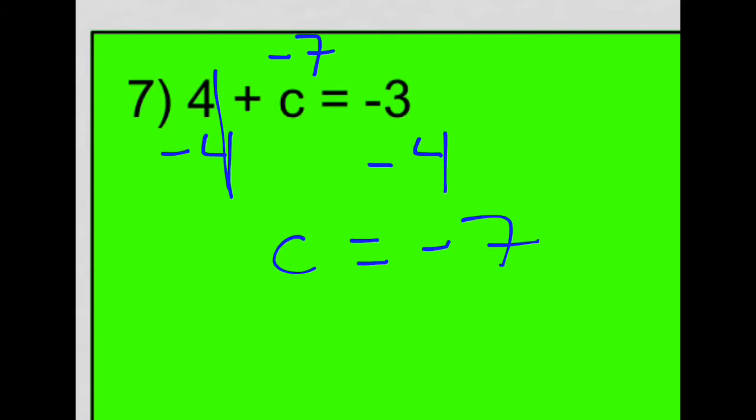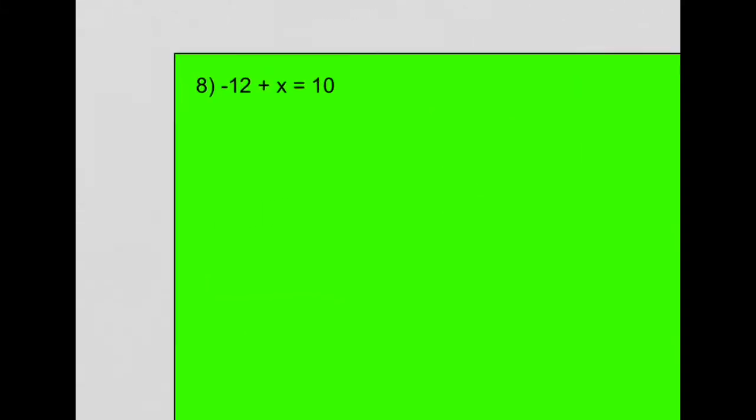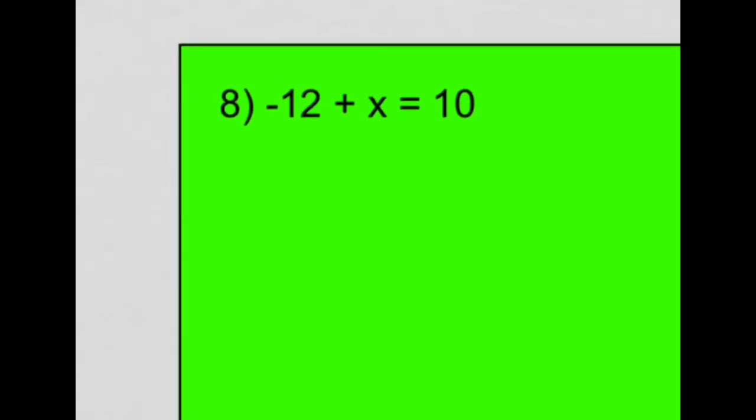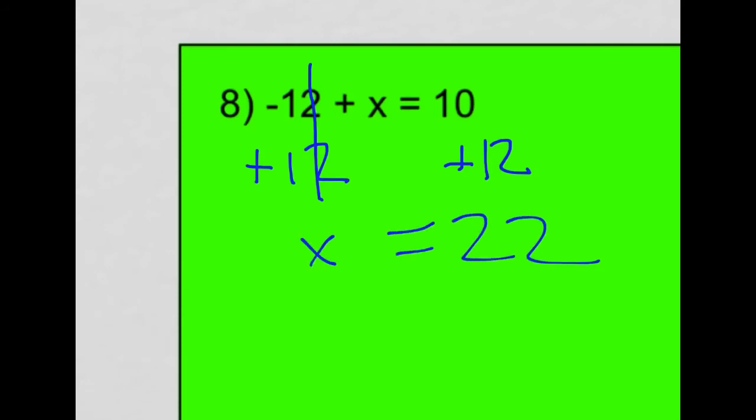Same thing every time, but the questions start to look a little different. This one right here, I've got a negative 12 plus x equals 10. Well, here's the variable, positive x. Beside the variable is a negative 12. The opposite of negative 12 is positive 12. Do the same thing on the other side of the equal sign, positive 12. Total up what's left. Negative 12, positive 12, cancel. And I'm left with a positive x, or just x, equals 22. Same thing every time, but the questions start to look a little different.